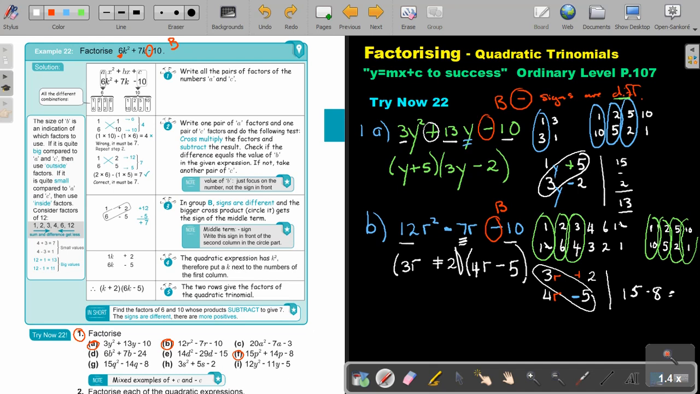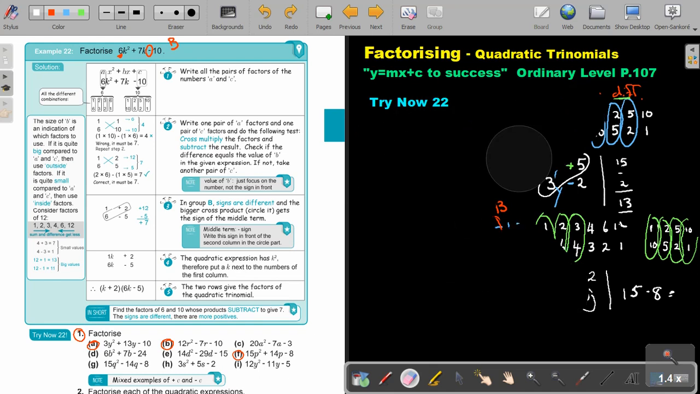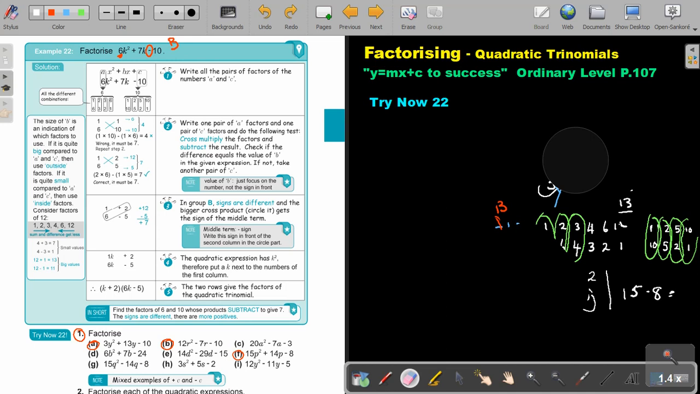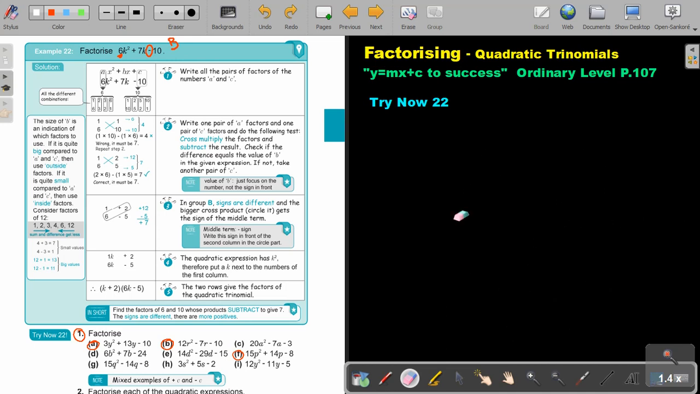Okay, I'm just going to write on top again because here the pen struggled. So let's go on to the next one. Okay, number F. This is going to be 15p squared plus 14p minus 8. Okay, so if I look at this one, again, start by saying this is in group what? This is in group B.